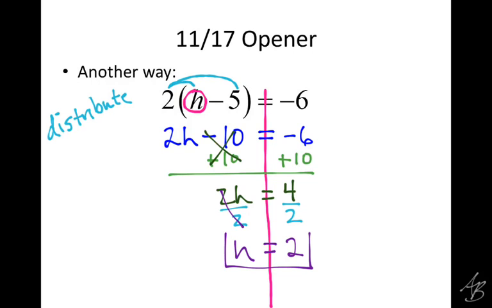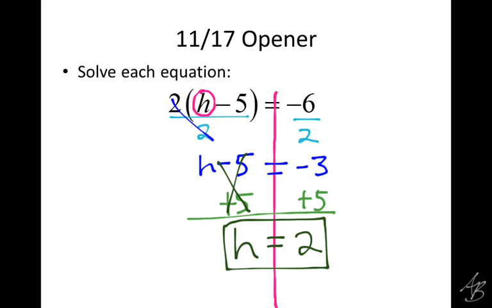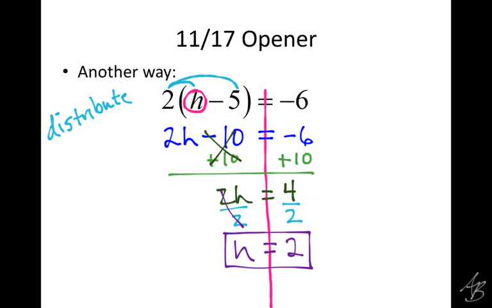Is that the same answer we got the other way? Yeah, it's the same answer we got. So either way we do it, we get the same answer. Now, you'll notice that the other way we did it, this way here, it only took us 2 steps. We divided by 2 and simplified, then we added 5 and simplified, and we got our answer. In this one, we distributed, then we added 10 to both sides, then we divided by 2, so it took us 3 steps. It took us an extra step. It still gave us the same answer, though.